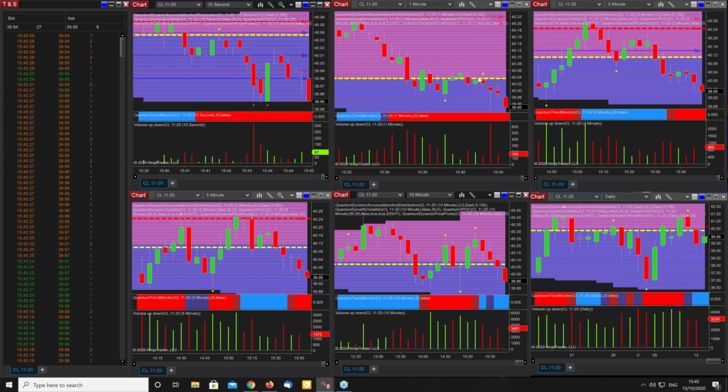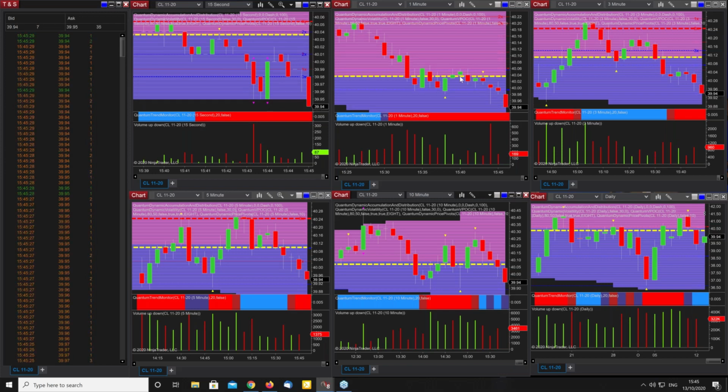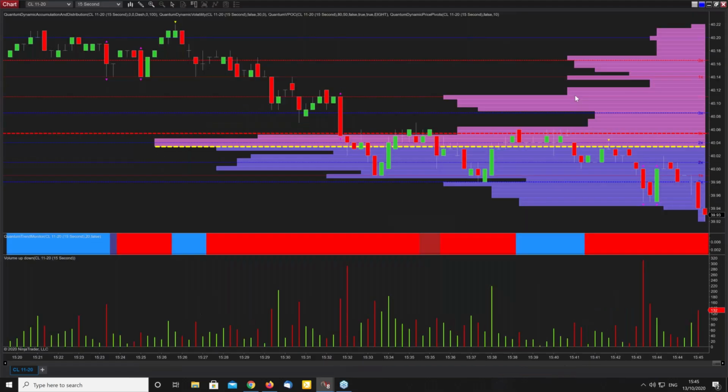You can see the V pockets on pretty much every chart, just starting to break away now. Maybe we'll get a break lower. Go back to the 15-second, moving down into this low volume region here. Volume and pricing agreement on that particular candle, so that all looks okay, no problem there.